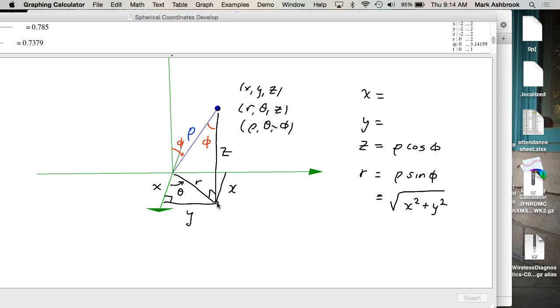So see if you can write down what x and y are. So this right here is rho sine phi. See if you can write down x and y in spherical coordinates. What would x and y be in terms of phi, theta, and rho? See if you can do it. If R is rho sine phi, and you're looking at this right triangle down here. Everyone think to themselves, see if you can do it.